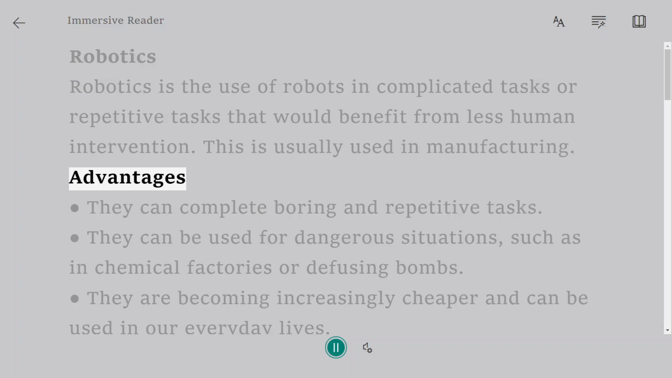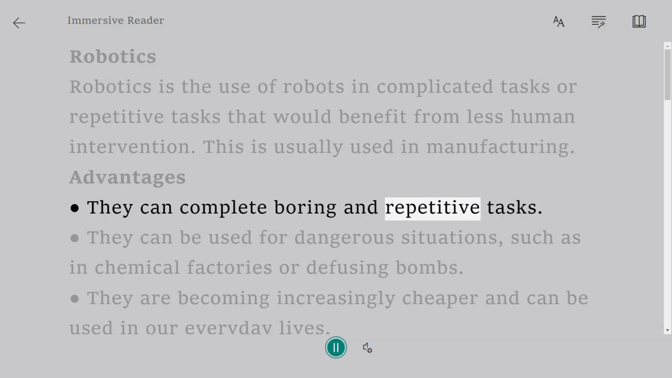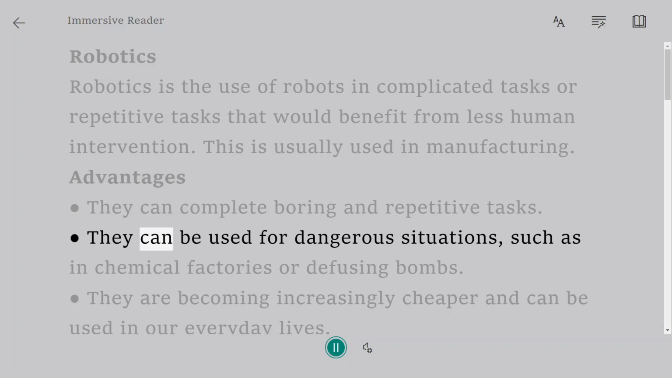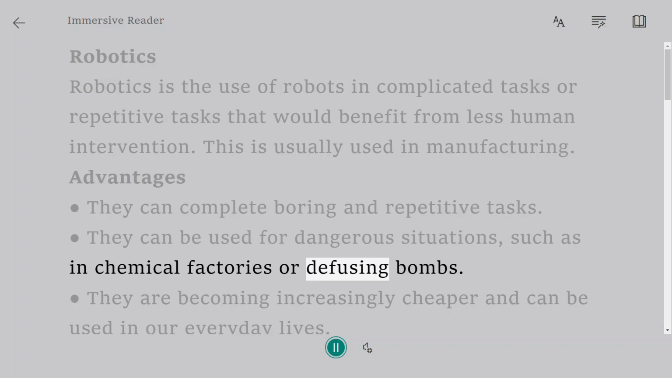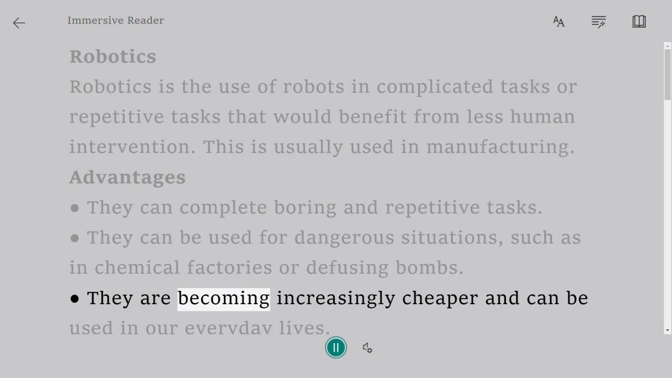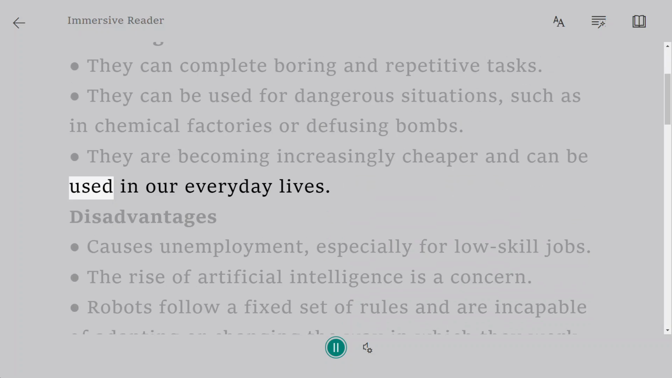Advantages. They can complete boring and repetitive tasks. They can be used for dangerous situations such as in chemical factories or defusing bombs. They are becoming increasingly cheaper and can be used in our everyday lives.